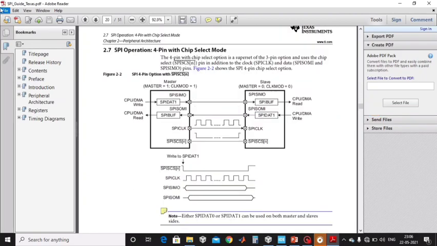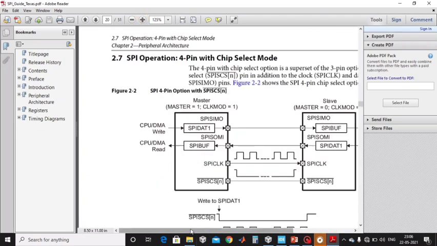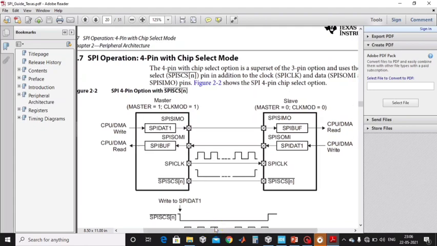So SPI is also a kind of serial communication, and it is also a master-slave communication. Same like Modbus, SPI is also a master-slave communication. That means master has the authority to start the communication. That means master can only start the communication. So these are the pins of the SPI communication. I will explain you the pins.